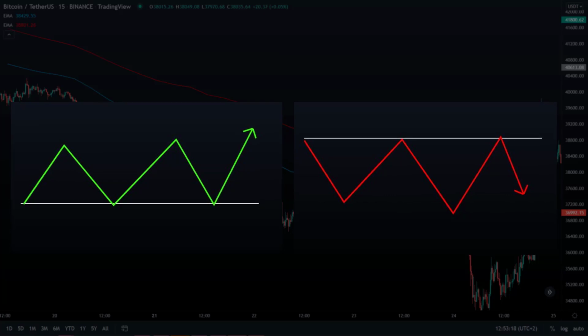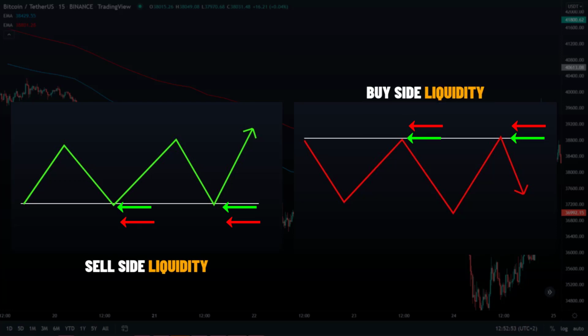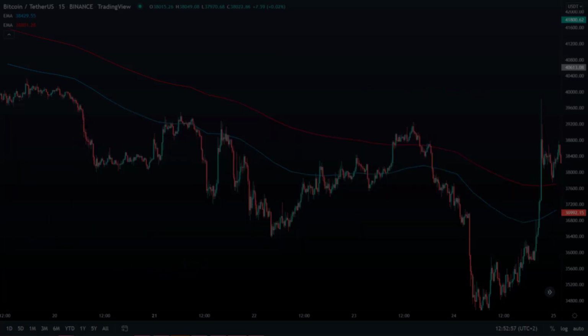Liquidity is not only found with trend lines. Liquidity areas are also found at support and resistance levels. As you can see on the images, you see here a support and resistance level. On both levels, buyers and sellers place their positions and set their stop loss above or below the support level. This means that below the support level sell-side liquidity occurs, and above the resistance level buy-side liquidity occurs.